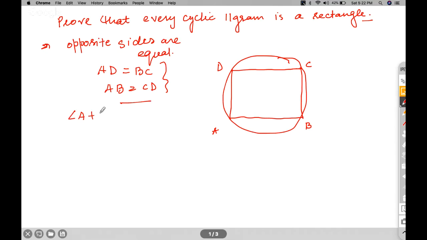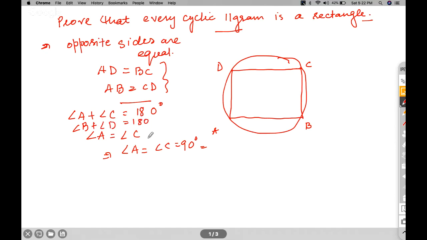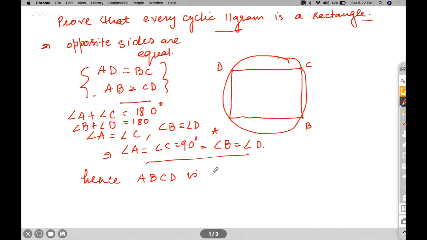Now angle A plus angle C is equal to 180 degrees. But in a parallelogram, opposite angles are also equal. So angle A is equal to angle C, hence A is equal to C, that is equal to 90 degrees. And same I can write here, B plus D is equal to 180, and B is also equal to D. So I proved that all angles are 90 degrees and opposite sides are equal. Hence, ABCD is a rectangle.